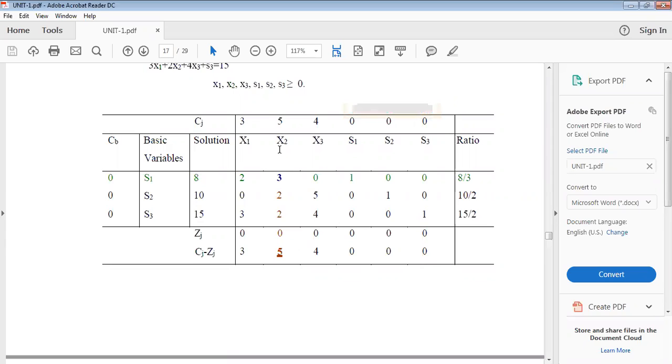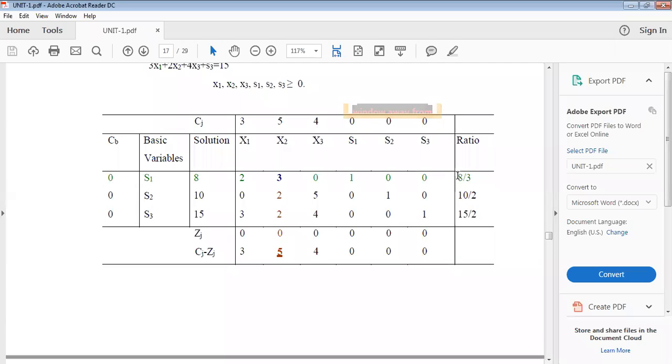So therefore, the entering column elements should divide the solution column, the equation's right-hand sides. 8 by 3, you put it like this. 10 by 2, you put it like this. 15 by 2, you put it like this. If you mark this column here and put it, it will be better.